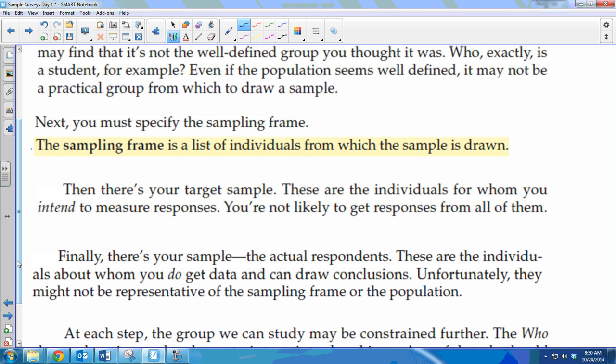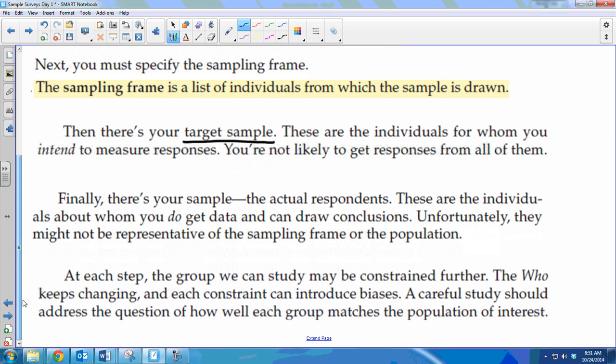number them 1 through 420, right? And I want to survey 100 of them. So I do a random number generator until I get 100 students, okay? So I have my sampling frame, all the student body, but now my target sample is who I actually am going to survey, okay?